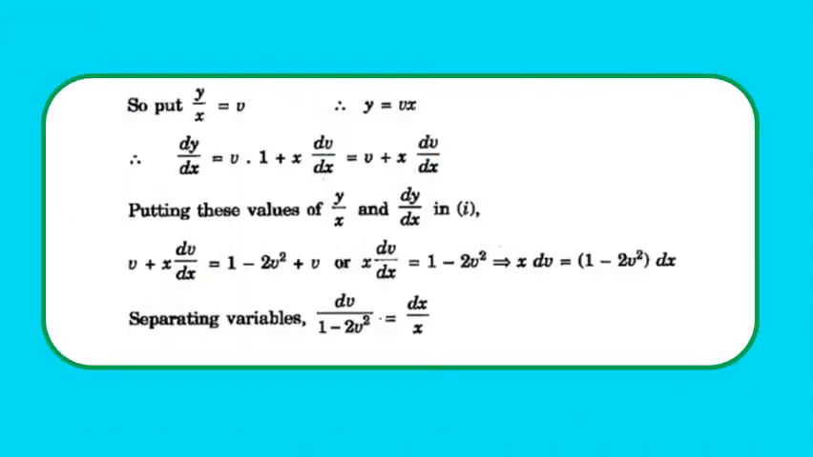So putting y upon x equals v, we get y equals vx, or dy upon dx equals v plus x dv upon dx. Putting these values in the given equation, we get v plus x dv upon dx equals 1 minus 2v squared plus v. Separating the variables, we get dv upon 1 minus 2v squared equals dx upon x.